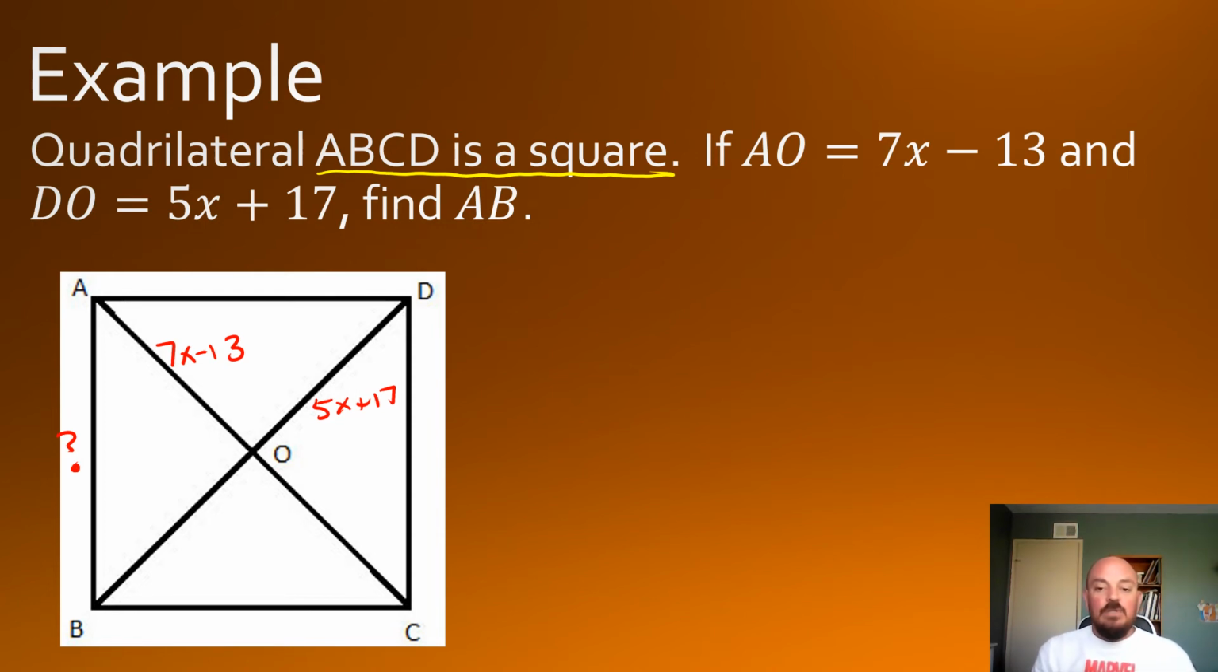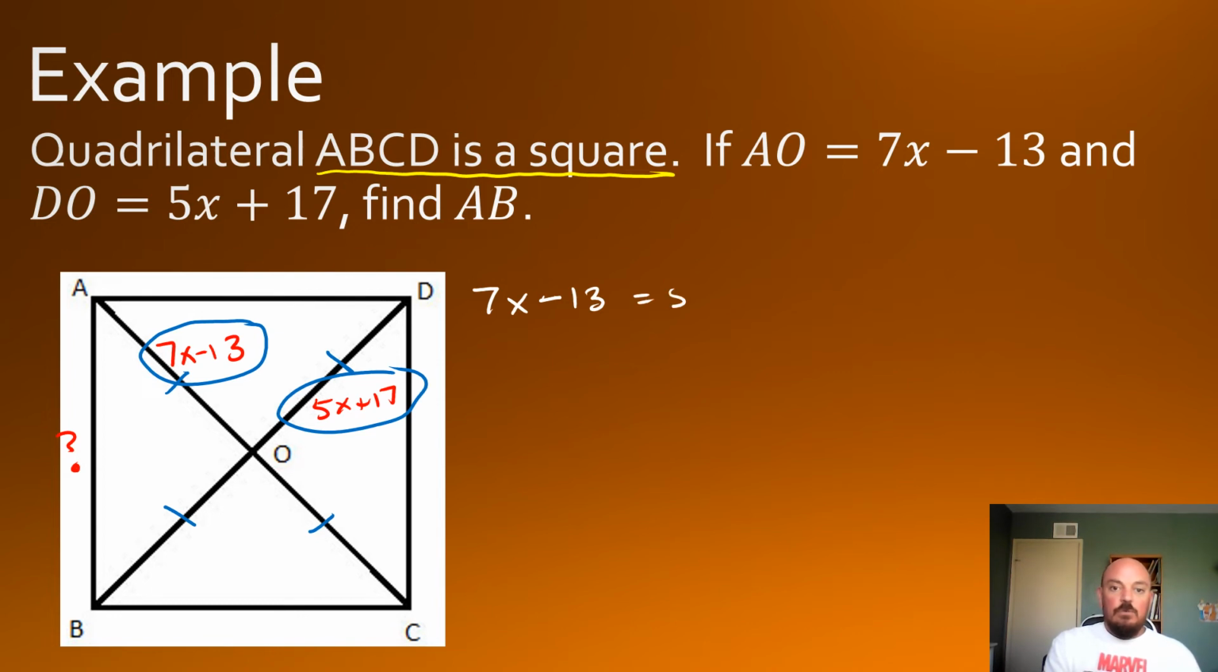So I look at this question, I want to realize the relationship between these two expressions. Now, because a square is also a rectangle, the diagonals are equal or congruent. And they bisect each other, so what we get, just like when we did rectangles, all 4 half diagonals are congruent. And that's going to be my first equation. If these are congruent, then these two expressions are equal. So I'm going to start this question off by saying 7x minus 13 equals 5x plus 17, and I'm going to solve for x.